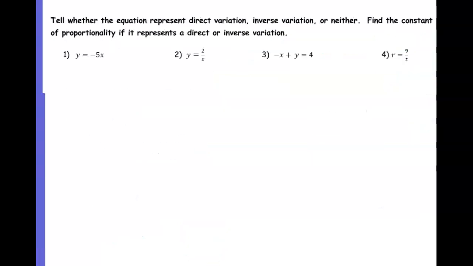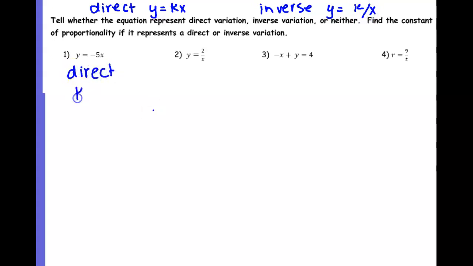The next few examples say to tell whether the equation represents a direct variation, inverse variation, or neither, and find the constant of proportionality. If you look at the first one, remember, direct would be y is equal to k times x, and an inverse would be y is equal to k divided by x. So the first example is in the form of a direct variation, and the constant of proportionality would be negative 5. The second one would be in the form of an inverse variation, and in this case, our k would be equal to 2.